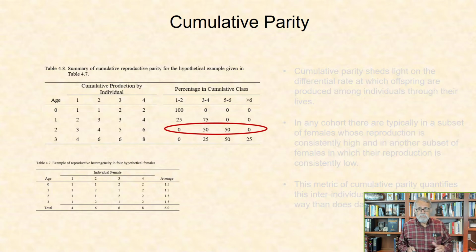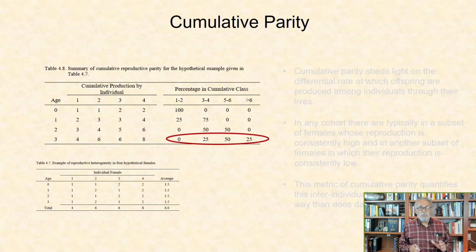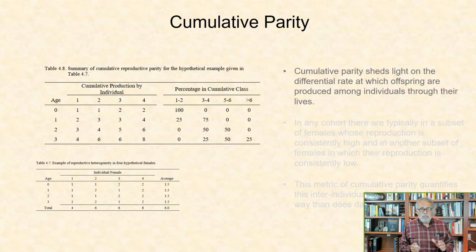Then at age 2, exactly half of the females have produced a total of either 3 to 4 or 5 to 6 offspring. And at age 3, a quarter of the females have produced a total of either 3 to 4 offspring or greater than 6 offspring, with the other half having produced 5 to 6 offspring. Cumulative parity sheds light on the differential rate at which offspring are produced among the individuals through their lives.